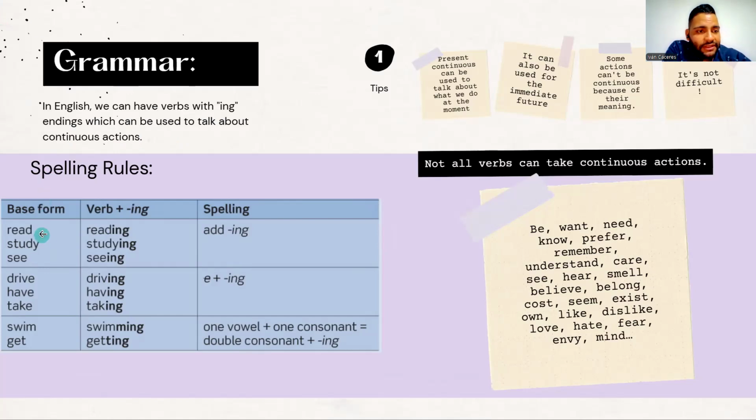So for example, if you have in the base form the verb read, you would say reading. If you have study, you would say studying. If you have see, you will have seeing. And it's just adding ing.